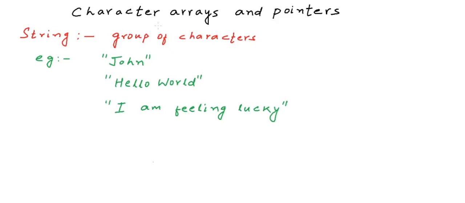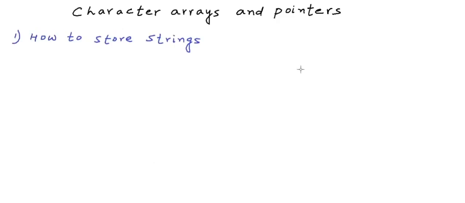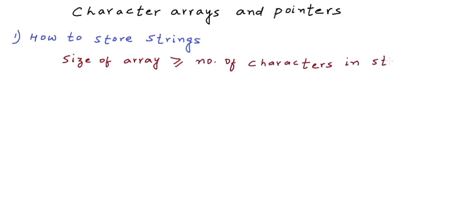To be able to work with strings efficiently in C, there are a couple of things that we need to understand. The first thing is how we store strings in character arrays. To be able to store a string in a character array, the first requirement is that the character array should be large enough to accommodate the string. And what is a large enough character array? A large enough character array is a character array of size greater than or equal to the number of characters in the string plus 1.